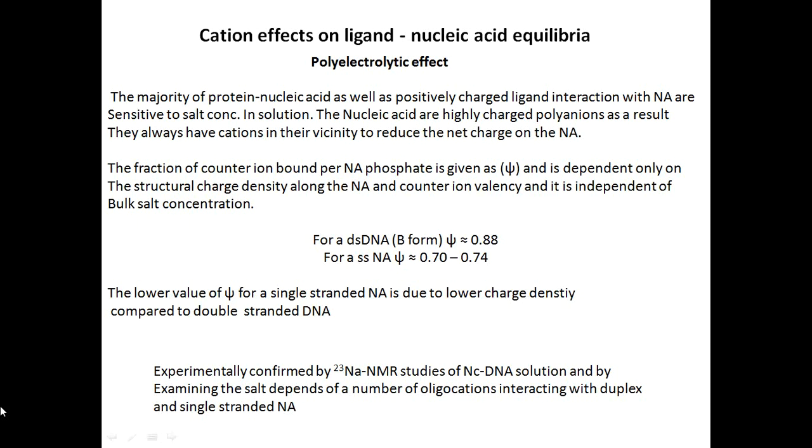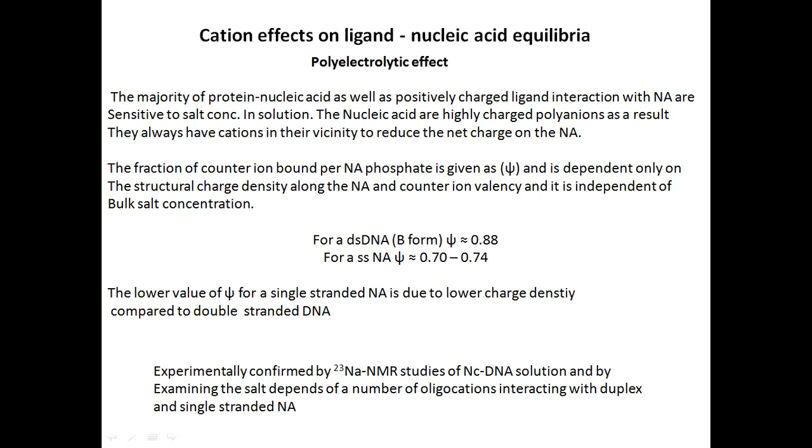concentration. So in a solution, the nucleic acids are highly charged polyanions. Because phosphate groups are negatively charged, we say that the DNA or RNA is a polyanion, meaning multiple negative charges are present in a molecule. So these polyanions are highly charged species, and they always have a cation in their vicinity to reduce the net charge on the nucleic acid.